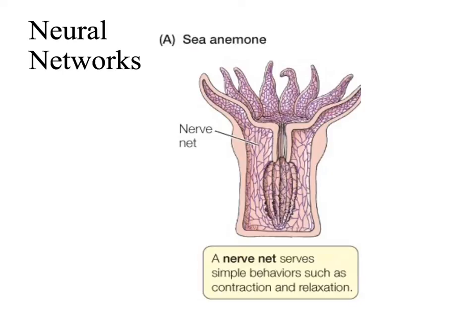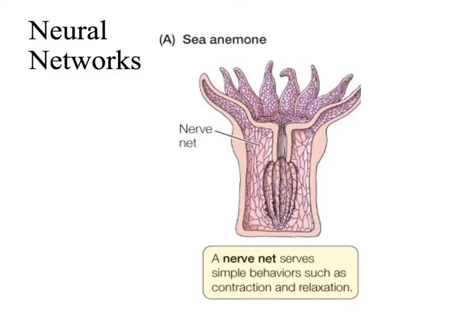All right, there are 3 types of neural networks that I want to show you. The very first one, a really basic one, is one that would be found in a sea anemone. That's called a nerve net. And so you can see in a sea anemone how it's net-like. And it serves simple behaviors, such as contraction and relaxation. So that would be a nerve net.